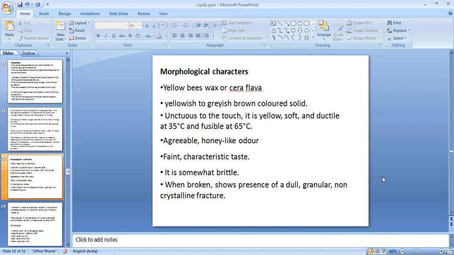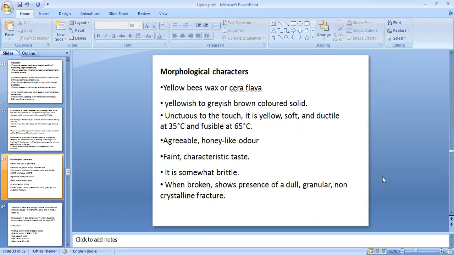It is innocuous to touch. It is soft and ductile at 35 degrees centigrade temperature, and it is fusible at 65 degrees centigrade. It has the agreeable honey-like odor with faint and characteristic taste. It is somewhat brittle in nature. When it is broken, it shows a dull, granular or non-crystalline fracture.